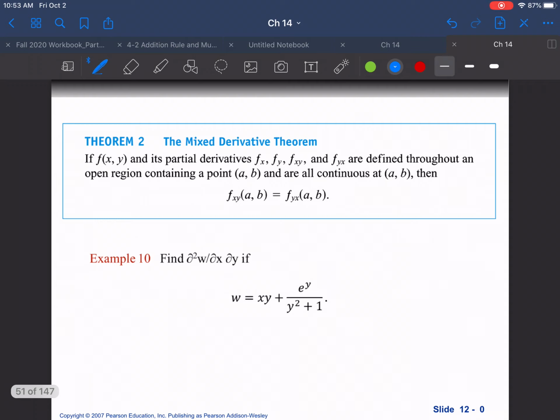So take a look at this. We have a mixed derivative theorem. If f of x, y and its partial derivatives f sub x, f sub y, f sub xy and f sub yx are defined throughout an open region containing a point (a, b) and are all continuous at (a, b), then, here we have our continuity here, then those two mixed partial derivatives will actually be equal to each other, okay?